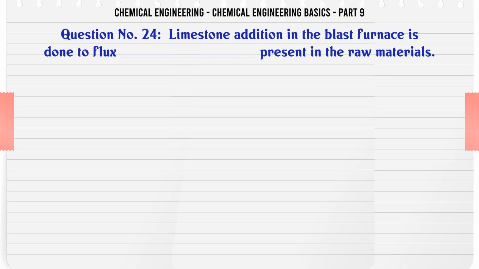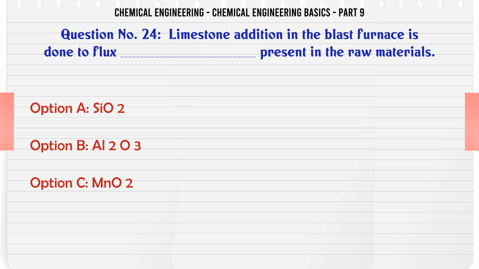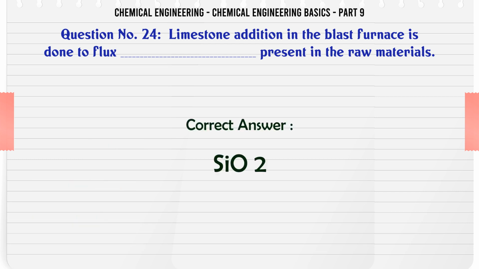Limestone addition in the blast furnace is done to flux ___ present in the raw materials: A. CO2, B. Al2O3, C. MnO2, D. P. The correct answer is CO2.